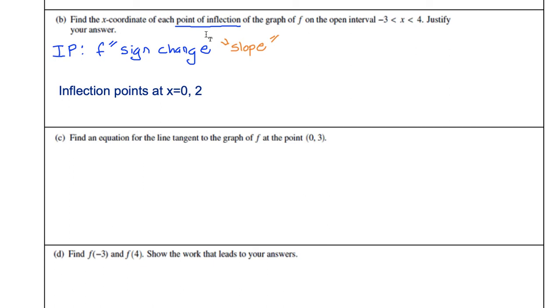And it also asks for a justification. I put 2 for the second one, but I put -2 for the first one because it was just right next to it. So you have to get both. You have to have 0 and 2 to get 1 point, and you get 1 point if you said f double prime sign change. So that's out of 2.